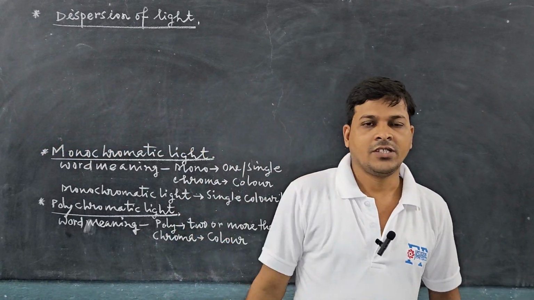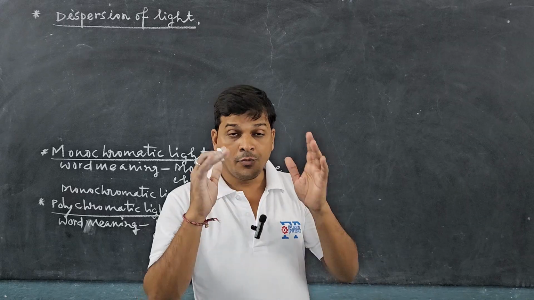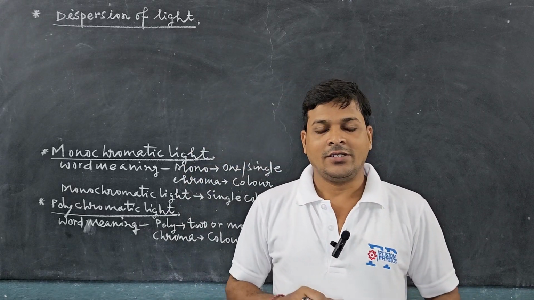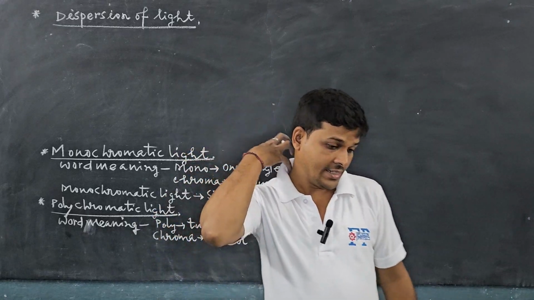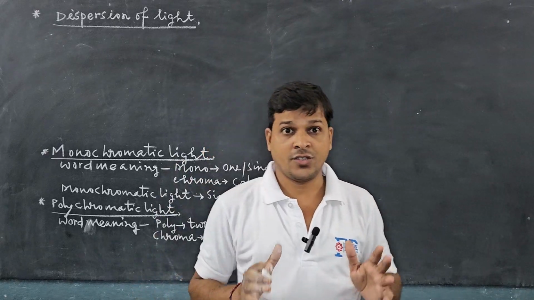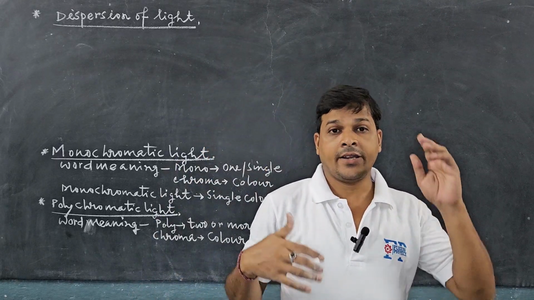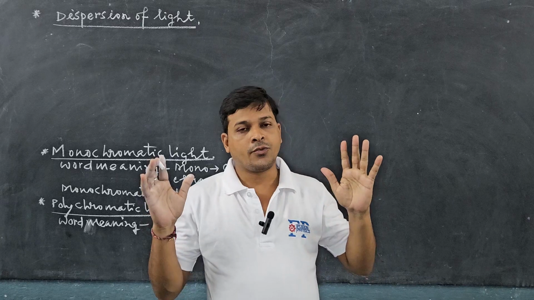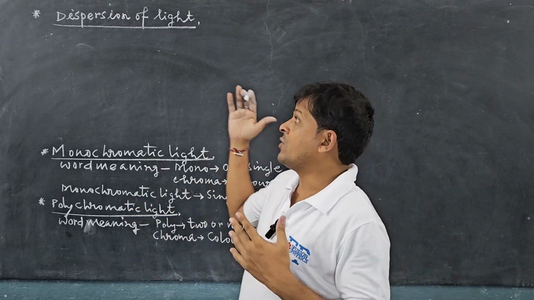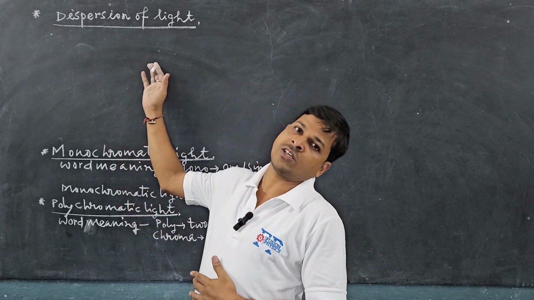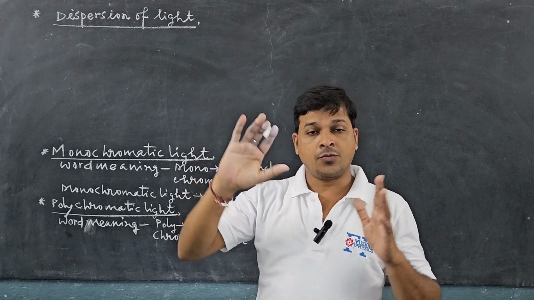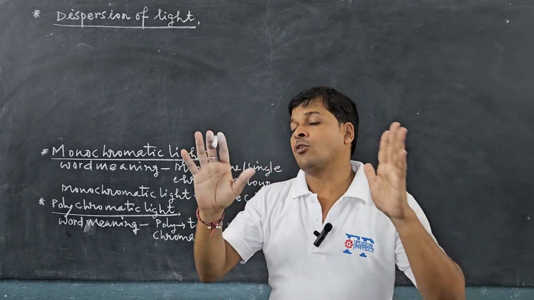Hi friends, now we are going to learn another important part of light. In the last video, we learned the ray diagram of image formation by a convex lens, and also the ray diagram of image formation by a concave mirror. Today we are going to learn another important optical phenomenon, called the dispersion of light. Before going to this, first we have to know the color of the light.